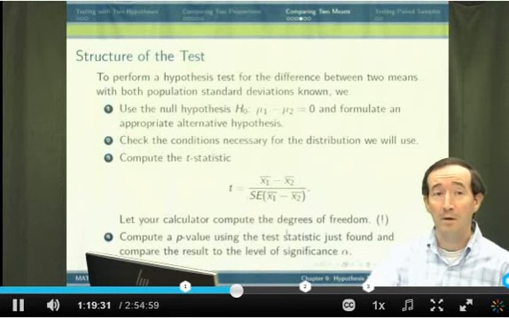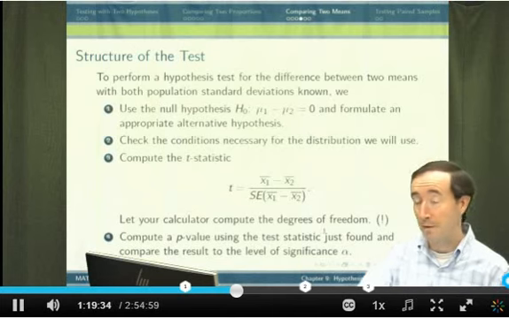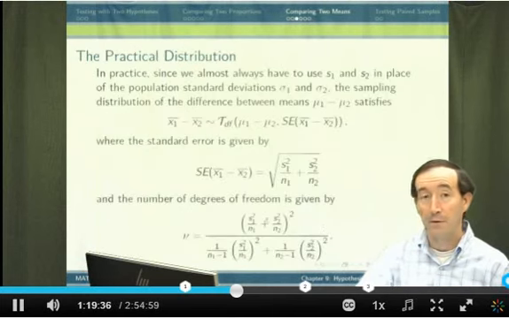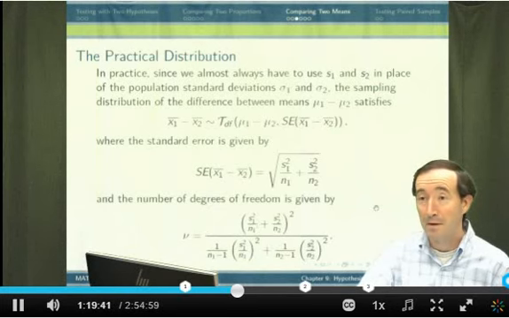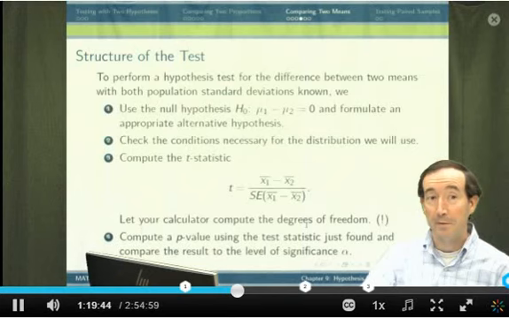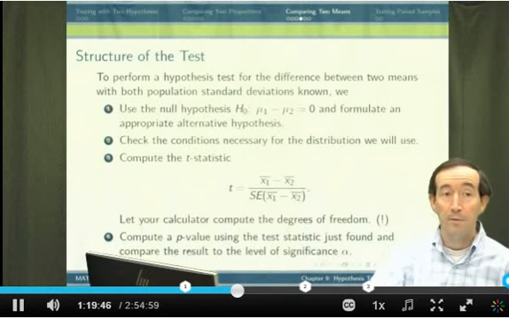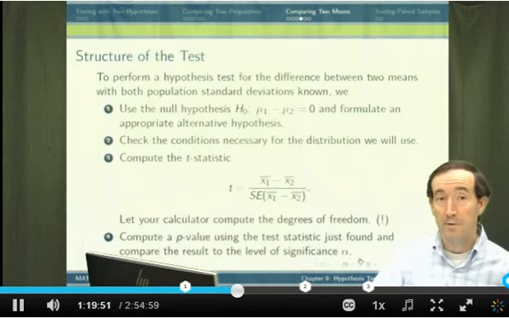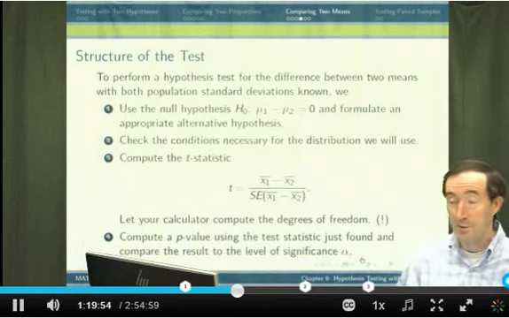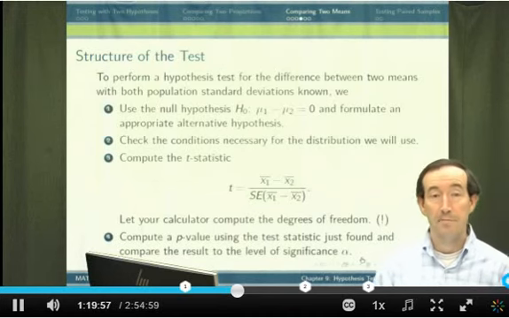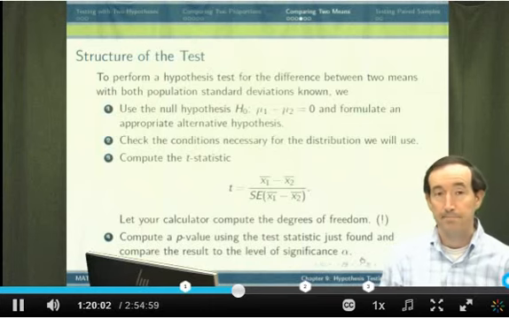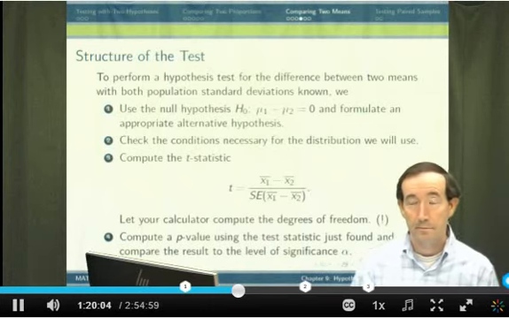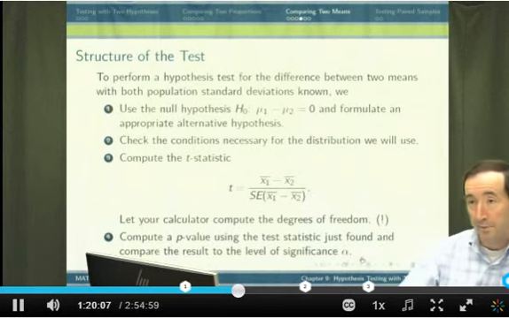And definitely, among all things, let your calculator compute the degrees of freedom. You do not want to compute this formula and get a decimal approximation that's wrong in the third decimal place and miss everything because of that. Instead, use the calculator to compute the degrees of freedom. It will then give you a p-value using the distribution that you need, and you can compare that p-value to your level of significance to decide whether to reject the null hypothesis or simply fail to reject it. All right. So questions about the basic idea? Okay. And let's do a couple of examples.